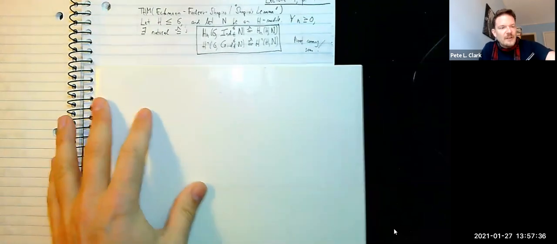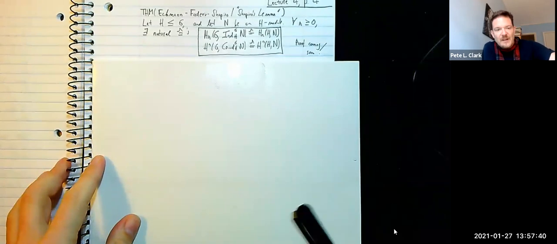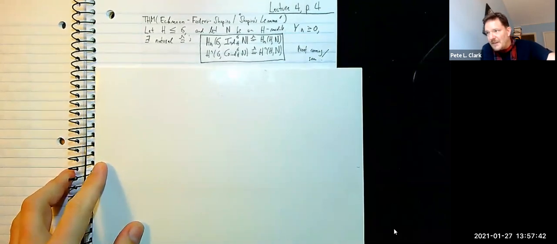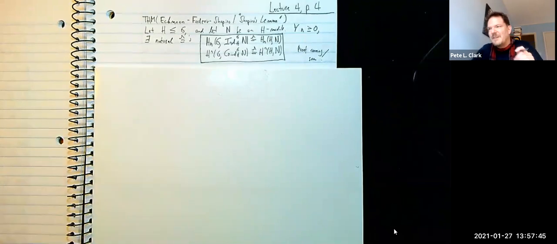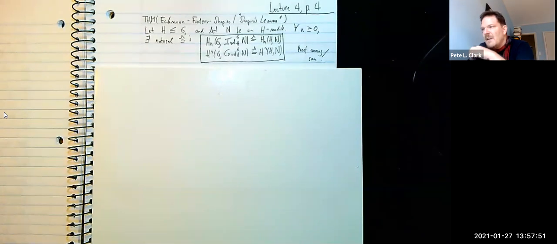So here's the result that I want to spend most of the lecture proving today. Most people that I know call this Shapiro's lemma. Apparently, it is due to Eckmann, Faddeev, and Shapiro. Having said that, I will usually call it Shapiro's lemma. And this is definitely explaining why we care about these things.